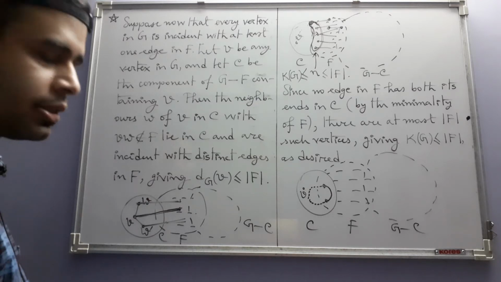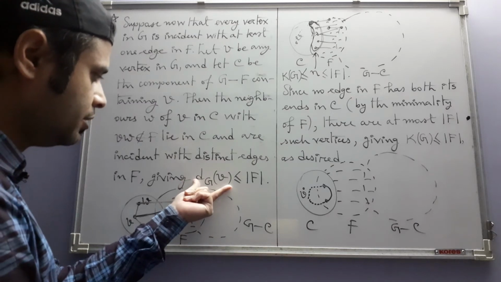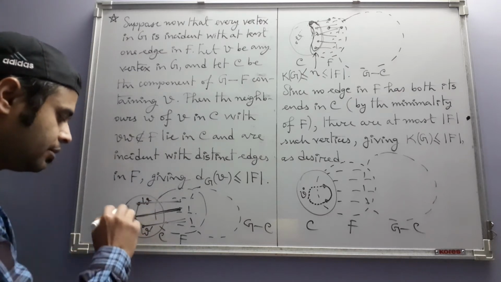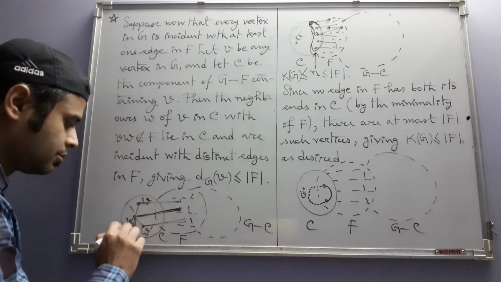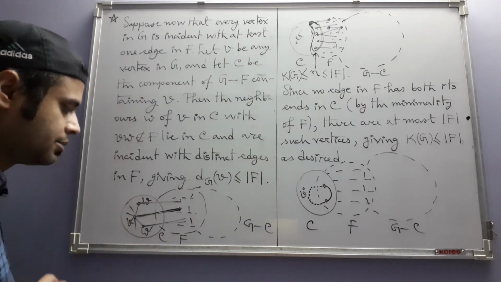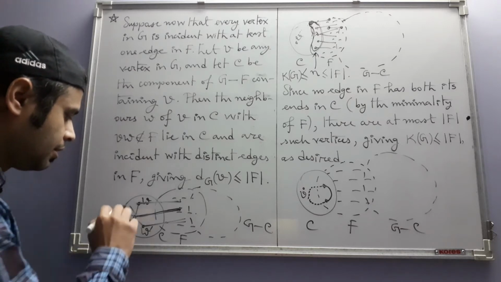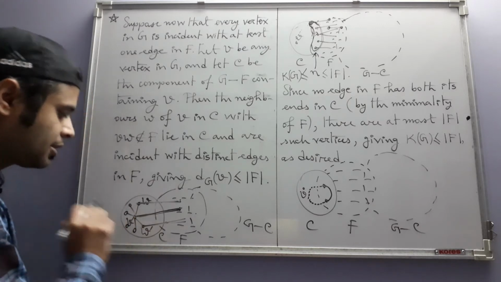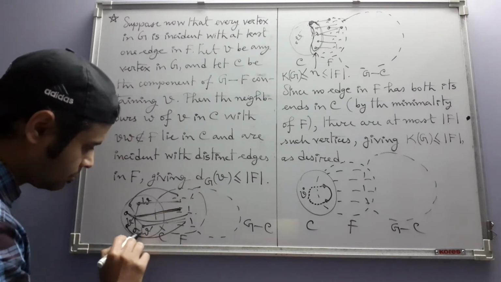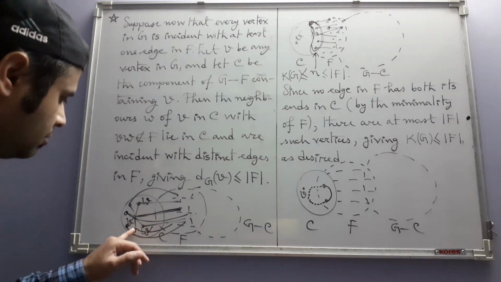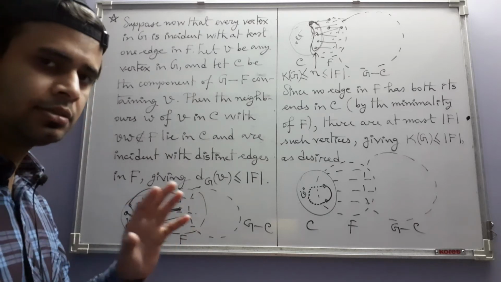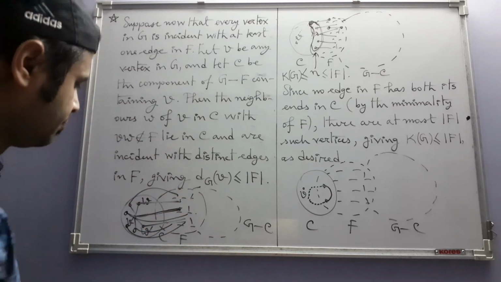So does that not tell us that the degree of V should be less than or equal to this? Why? Because the degree of V is equal to the number of such edges which are incident with V, and each such edge corresponds to an edge from F that is distinct, I mean that is unique.